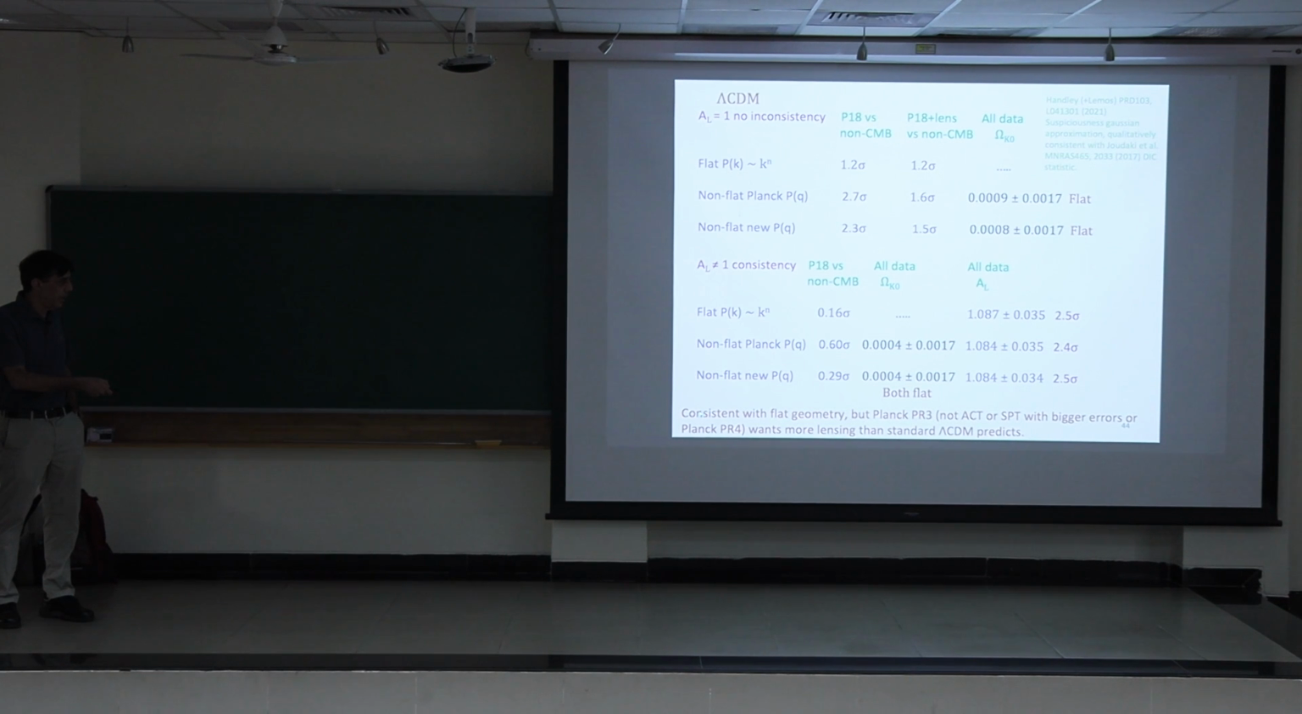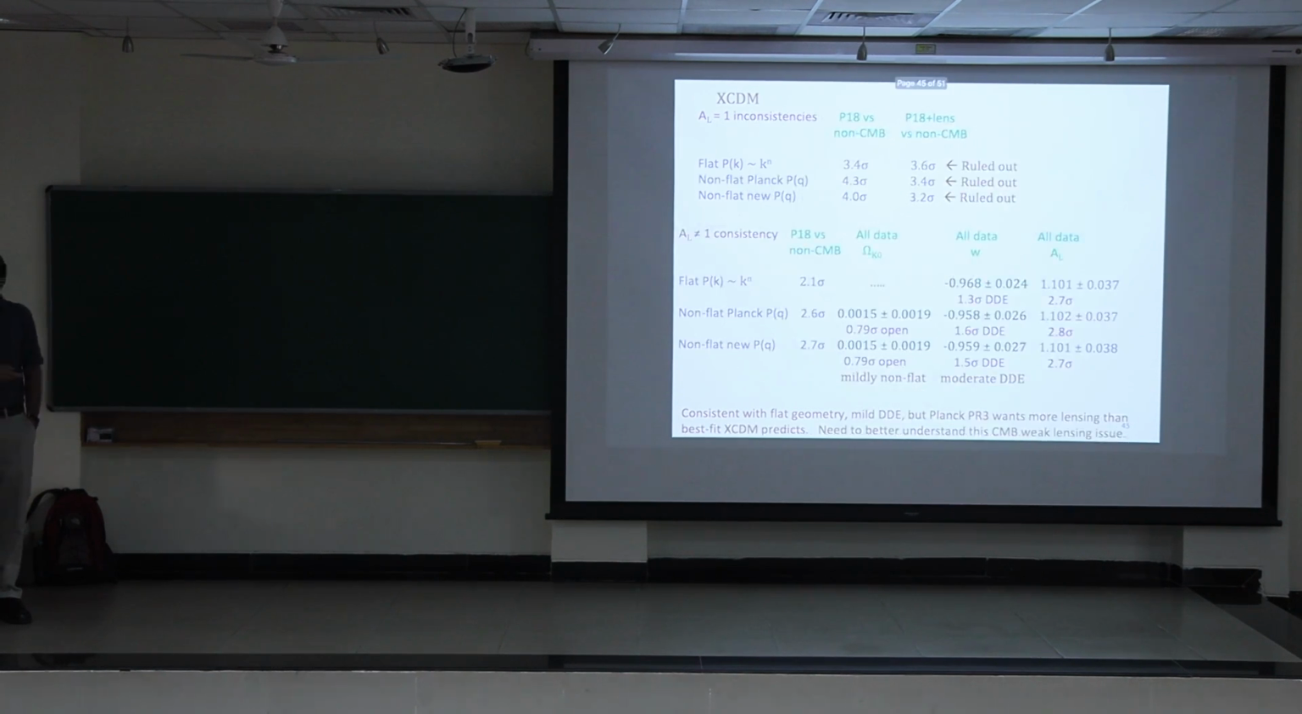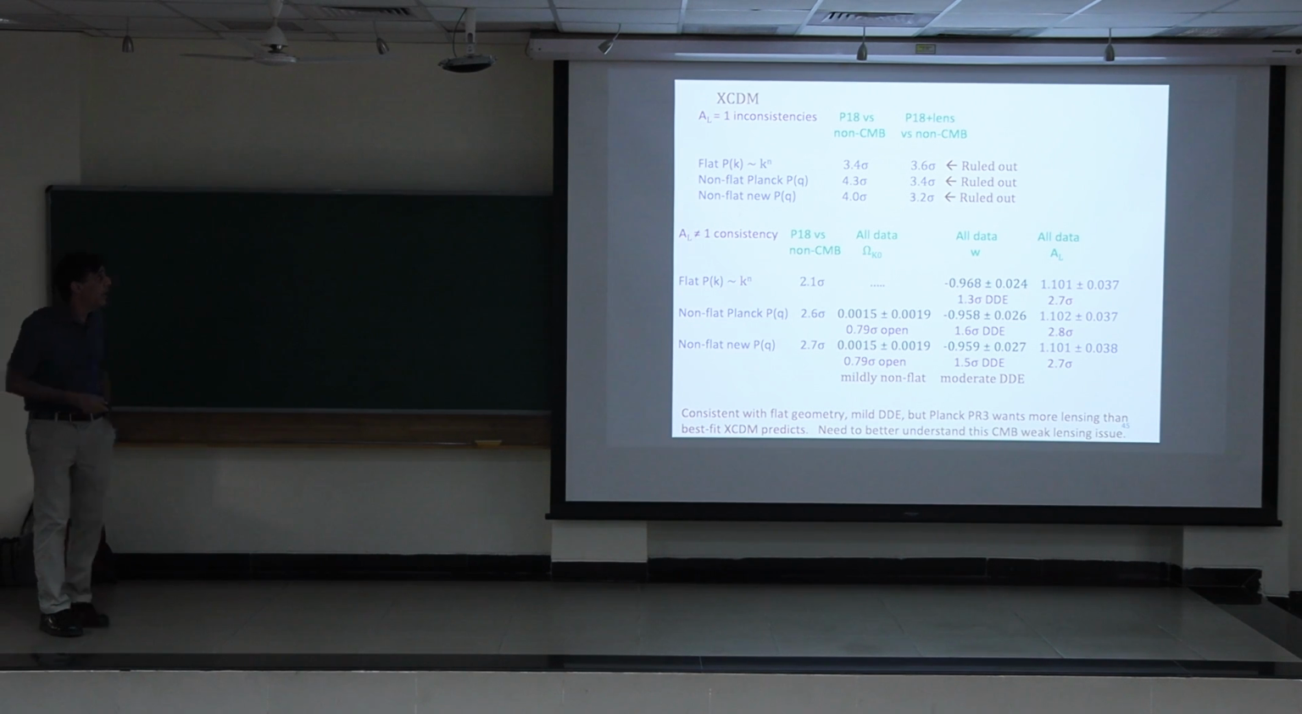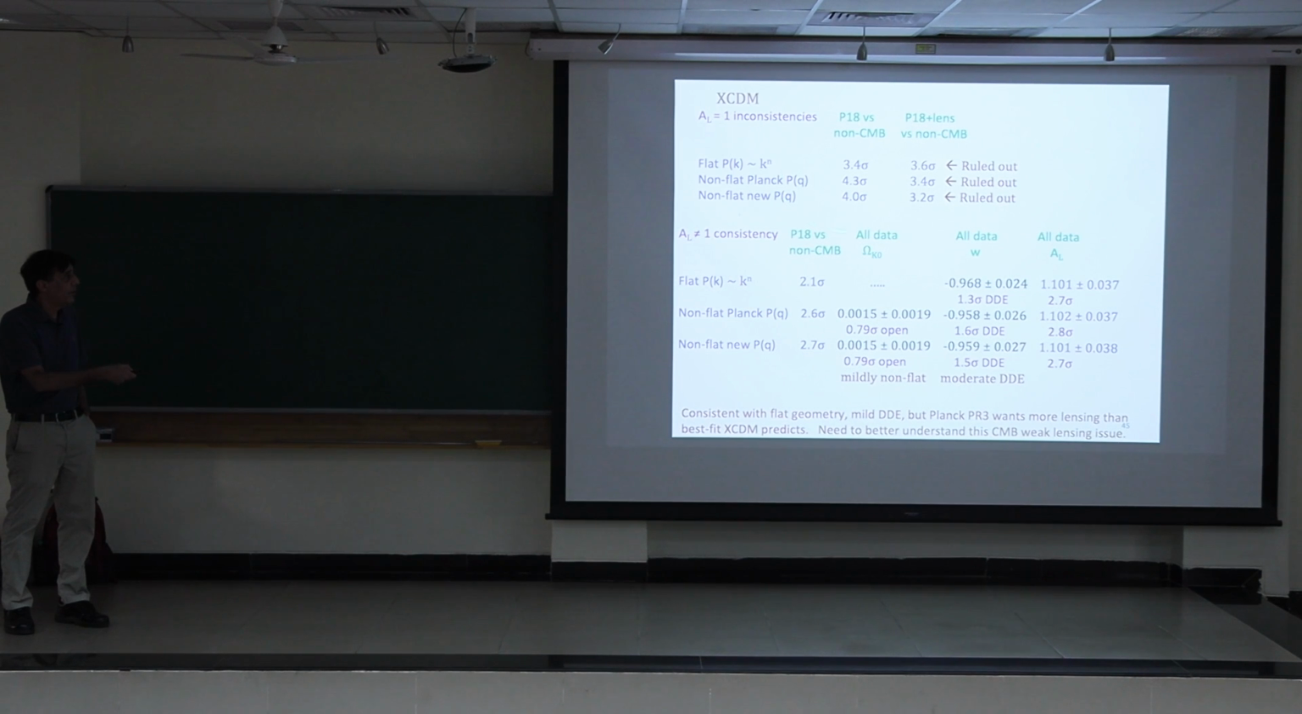And there's also a new Planck data release, PR4, that's been released by part of the group. And that is consistent with A sub L equal to 1, but it does show A sub L a little bit greater than 1 at maybe 0.75 or 0.8 sigma. So if you go to XCDM and start out with A sub L equal to 1, you find 3 and 4 sigma inconsistencies, so you can completely throw these models away.